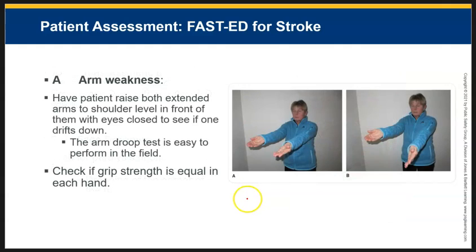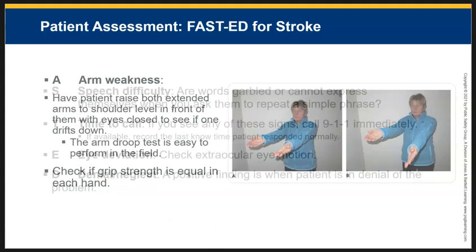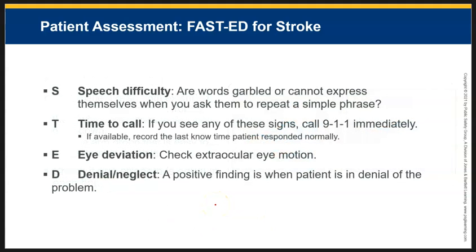Arm weakness will also appear. If a patient raises both of their extended arms and then closes their eyes, we may see drift or lowering of the arm on one side. Also, grip strength will change, keeping in mind that we're really considering in this case their ability for motor function. The last part of our FAST-ED acronym, S, speech difficulty, that's slurring speech or inability to repeat a simple phrase.